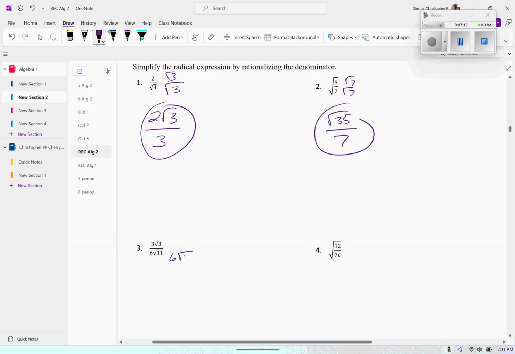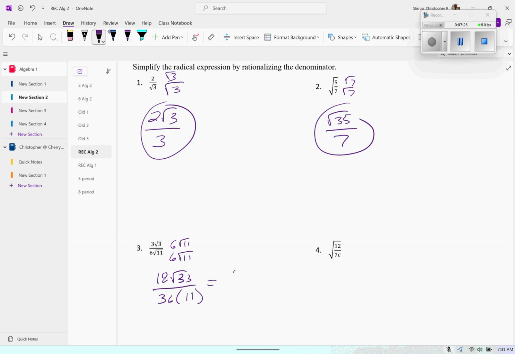This I'm going to multiply by 6 root 11 and 6 root 11. So that's going to give me 18 root 33. And it's going to give me 36 times root 121. Root 121 is 11. So I'm going to get 18 root 33 and multiply these together. So that's going to be 396.